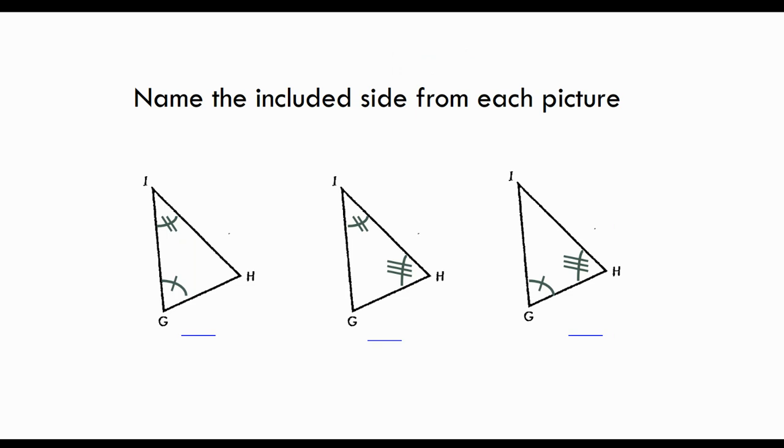All right, now we're going to look at the pictures and we're going to find the included side from each picture. So based off of the 2 angles that are marked on the far left, notice that it was angle I and angle G. So the segment that's in between them, you just put the 2 letters together. Notice that that would be segment GI, or you could say segment IG. If we look in the middle, we got angle I and angle H that are the angles that are marked. So the segment in between, segment HI, or you could have said IH. In the last one, based off of the two angles that are marked, notice that my segments would be GH, or you could say HG.